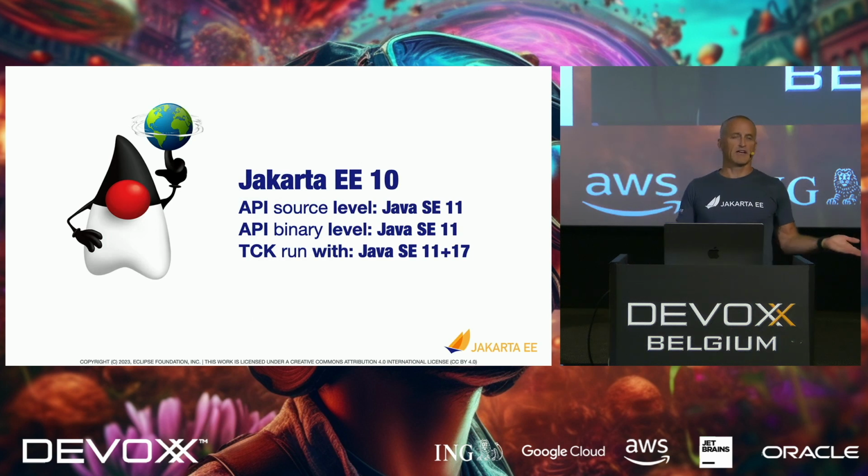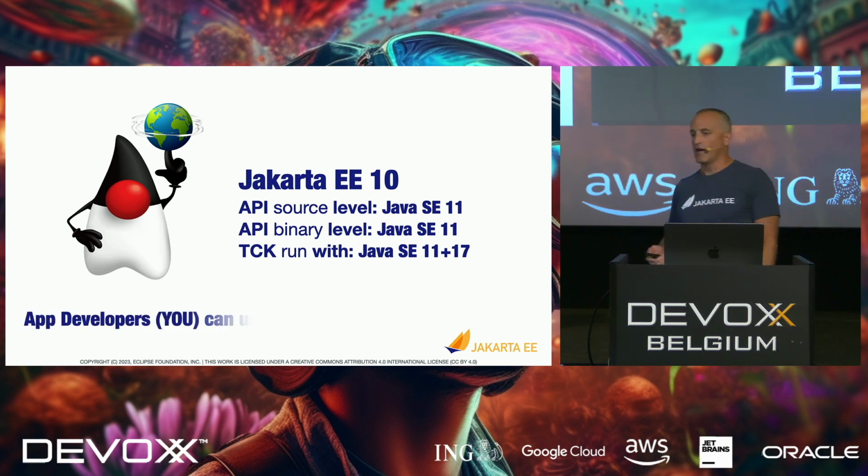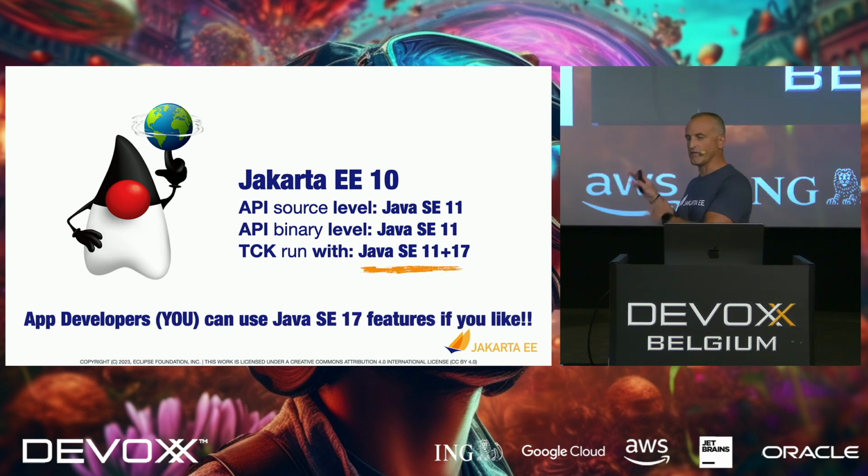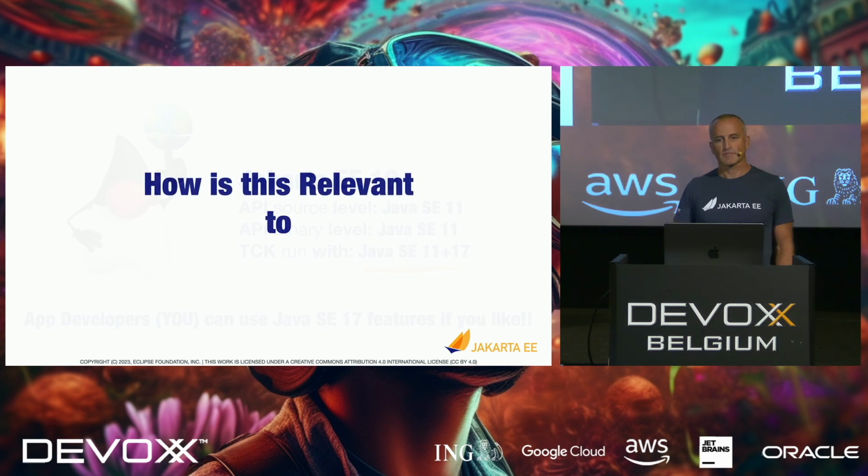Jakarta EE 10 is based on Java SE 11. We compile all the APIs on 11, but we make sure that the TCK runs on both 11 and 17. So app developers, you use 17 features if you like, and the key here is that we validate the implementations on 17. So if you want to use 17, that's where you should go. Some of these runtimes are on 21 as well, but we don't have an official TCK for 21 on Jakarta EE 10.